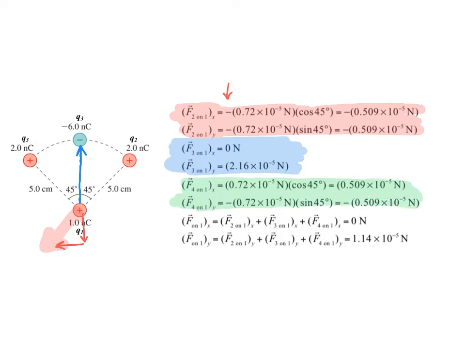Now force 4 on 1. So again, I need to change that Q3 to Q4 over to the left. This is going to be the same deal, but it's pushing down in the y direction and right in the x direction, which is why you have a positive 0.509 for the x part, because it's pushing it to the right just as much as it's pushing it down, which is why it's a negative for the y part.